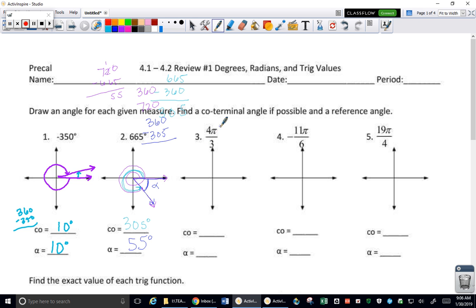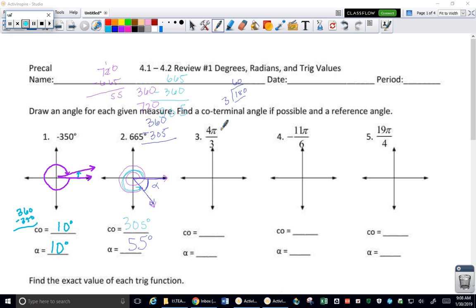Now we've got some radian measures. So 4 pi over 3. Okay, so 3 you should know is, let's see, if I take 180 and divide it by 3, I get 60 degrees.